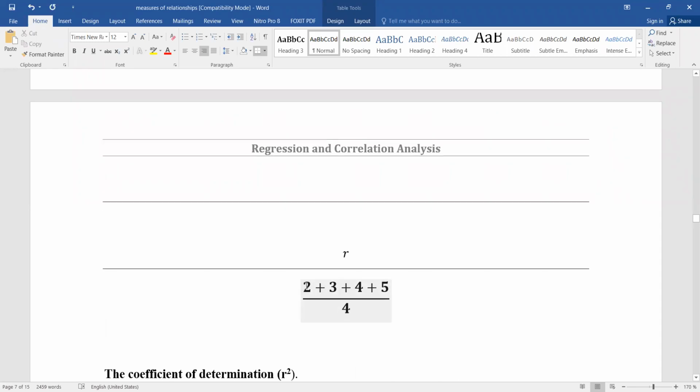The first one will take the second position. The second one will take the third position. The third one will take the fourth position. And the fourth one will take the fifth position. So you just put their positions and get the average. So after getting the average, you'll get 3.5.